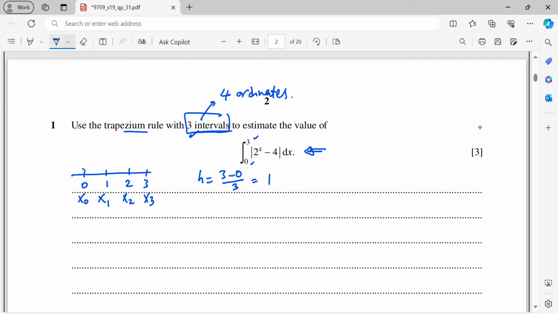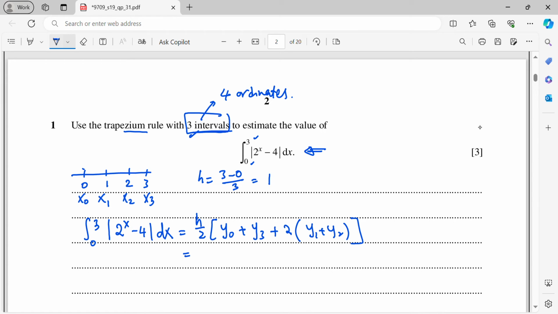Then according to the trapezium rule, the integral from 0 to 3 of modulus of 2 to the power x minus 4 is going to be h over 2, then y0 plus y3, the first y and last y, because you are given x0 and x3, that's why y0 and y3, and plus 2 times the rest of the y values, then you will get y1 plus y2. This is the trapezium rule formula.